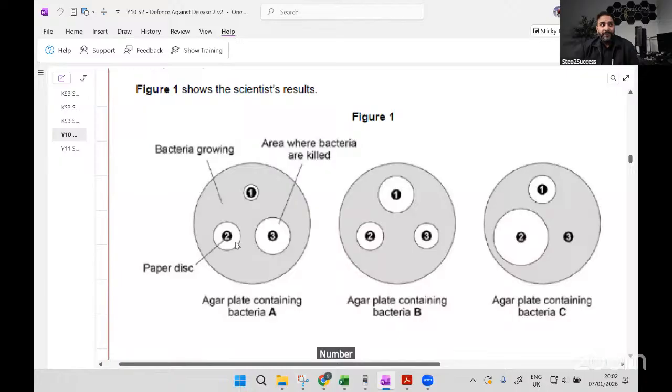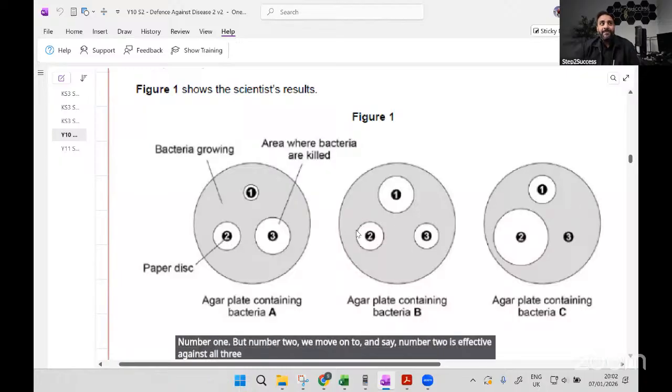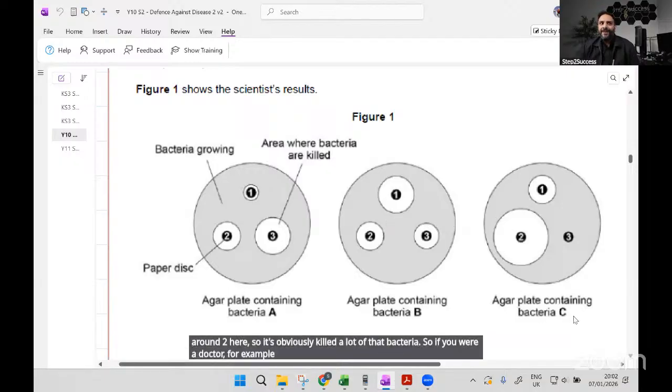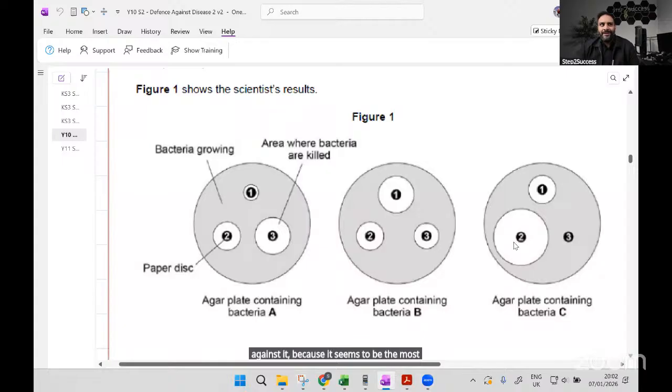But number 2, we move on to and say number 2 is effective against all three of them, but it's most effective against bacteria C. So we get the biggest circle around 2 here. So it's obviously killed a lot of that bacteria. So if you were a doctor, for example, and somebody has bacteria C, then you may choose number 2 against it because it seems to be the most effective against bacteria C.